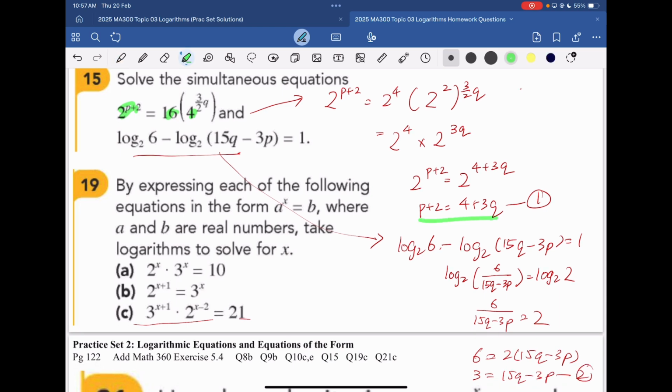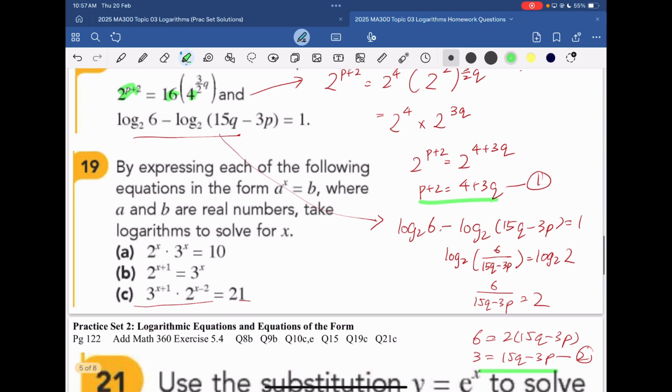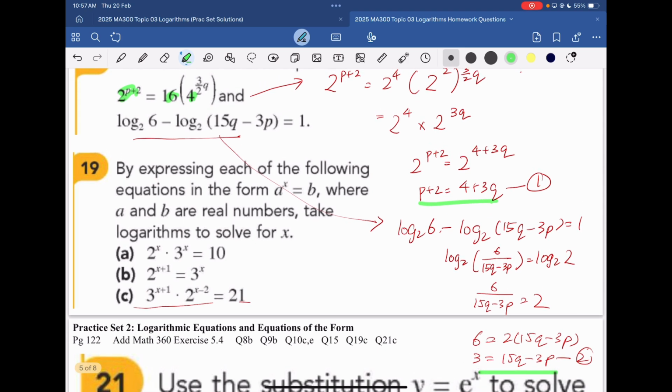So Jaden Lloyd, equation 1, equation 2. Solve. You get the answer. Okay? The answer, give me a second. Once Jaden Lloyd has finished copying, I will show you the answer.